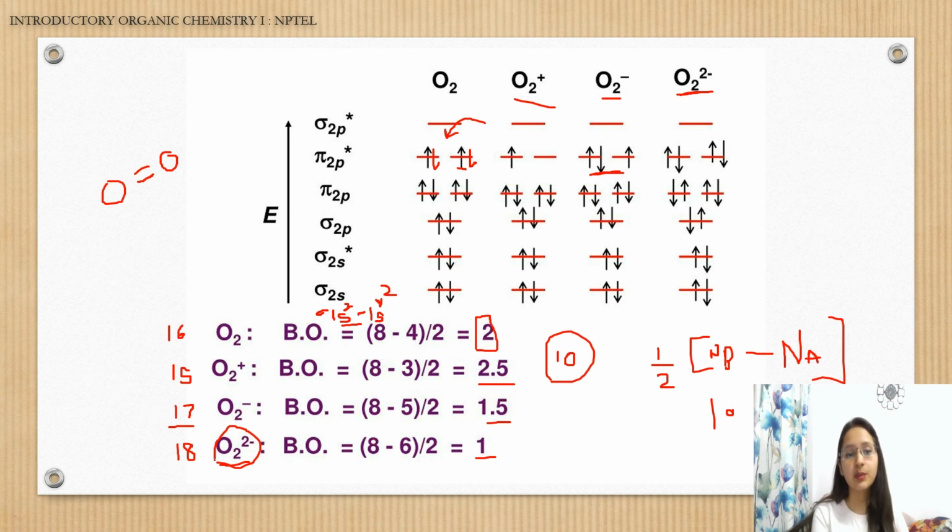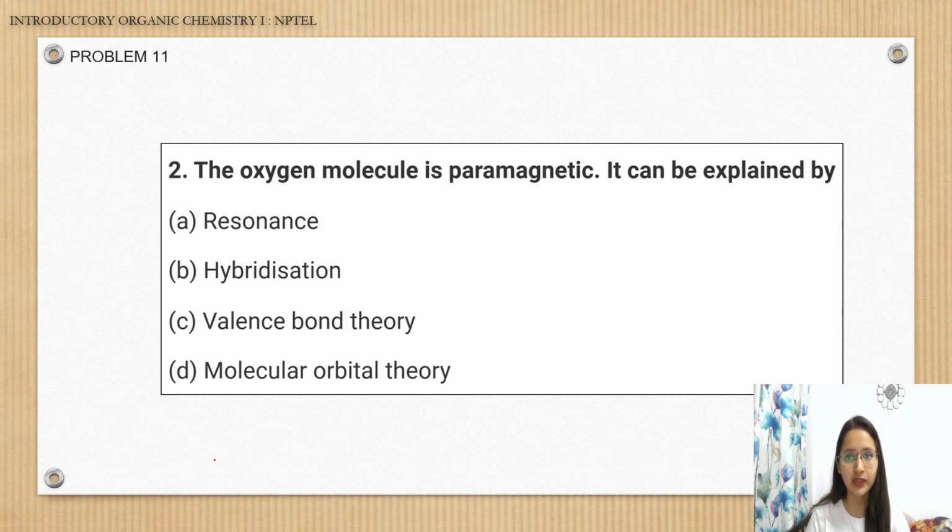So how much energy you need to dissociate any bond, you will get a picture that yes, the bond is how much strong or how much weak. So this is why we are calculating the bond order. Is it clear? Okay, any other questions? If not, I'm proceeding to question number 11.